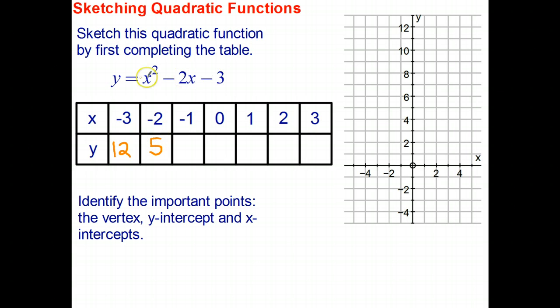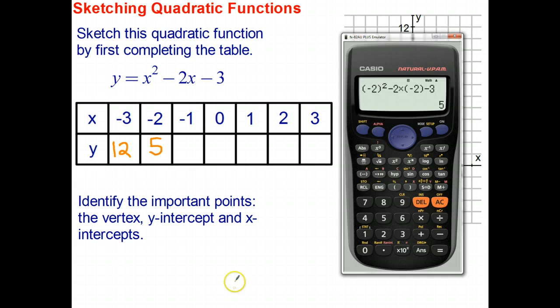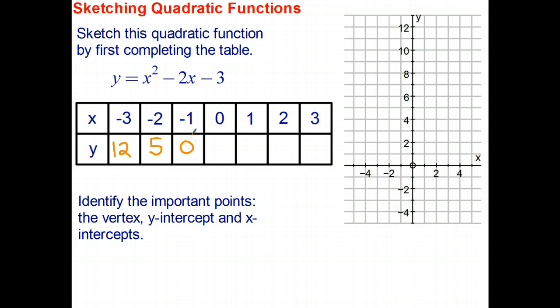Negative 1. Now let's get into the point where we could do that in our heads, I think, but let's use the calculator for consistency, just to practice if nothing else. Okay, so negative 1, and I get 0. Now when x equals 0, you can always do these in your head. That term goes to 0, that term goes to 0. Y is equal to negative 3. When x equals 1, well, I get 1 take 2 is negative 1. Negative 1 take 3 is negative 4.